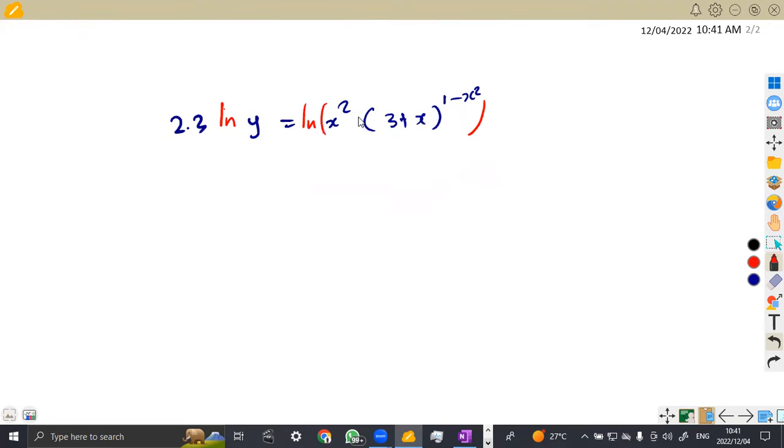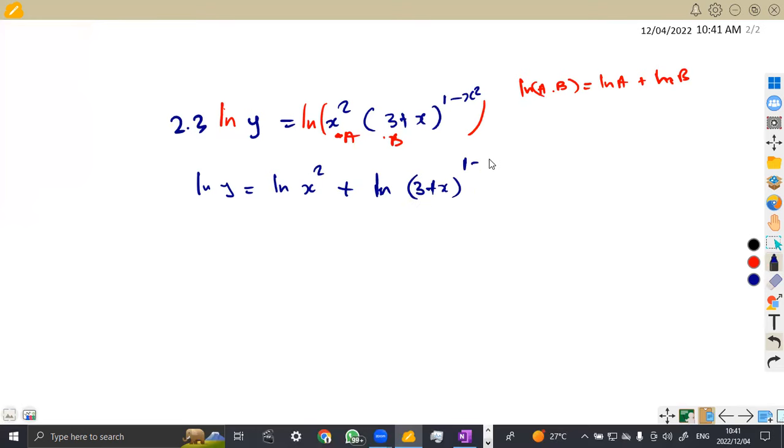All right, so by just introducing ln, there is something that is happening on the right-hand side here. What is happening? We've got two terms, this term and this term, A and B. Remember that ln of AB is the same as ln A plus ln B from your exponents and logarithms in mathematics 4. All right, so you can separate this as ln y is equal to ln x squared plus ln of 3 plus x to the exponent of 1 minus x squared.